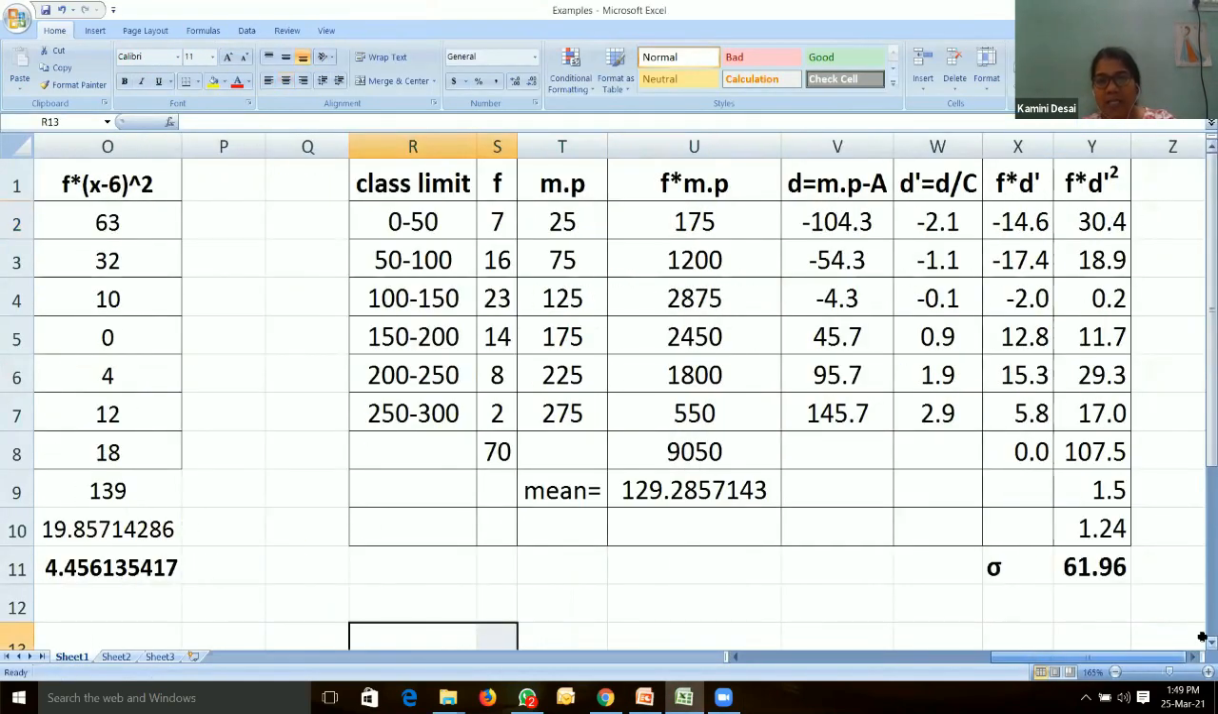Just type this class limit and frequency in the Excel form. So our class limit is 0 to 50, 50 to 100, 100 to 150, up to 300, and our class interval, the difference between these two class limits, is 50.